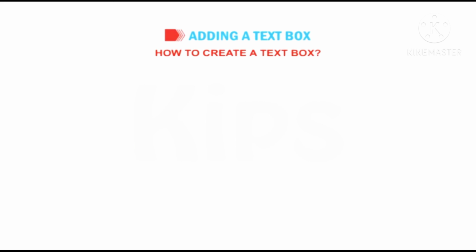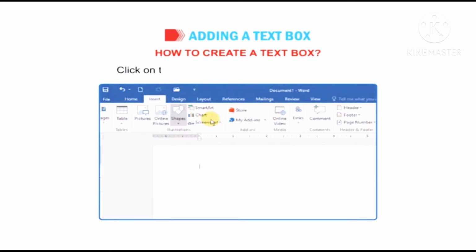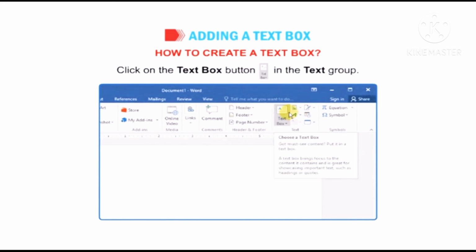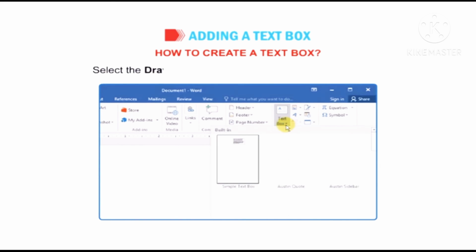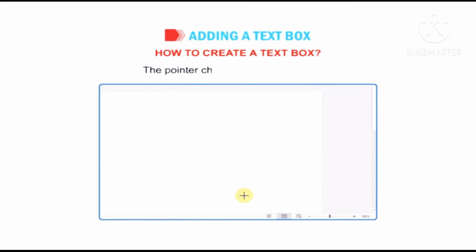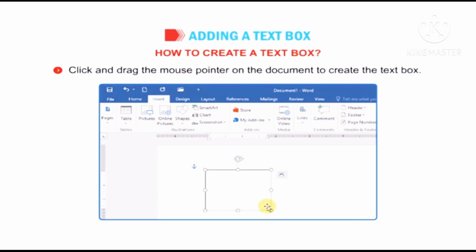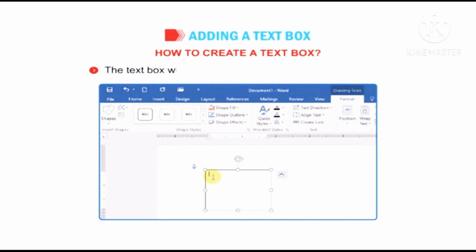How to create a text box? So let us know. Select the Insert tab, click on the Text Box button in the Text group, and select the Draw Text Box option. The pointer changes into a cross symbol. Click and drag the mouse pointer on the document to create the text box. The text box will be drawn with the insertion point inside it, and you can resize the text box by dragging its handles.